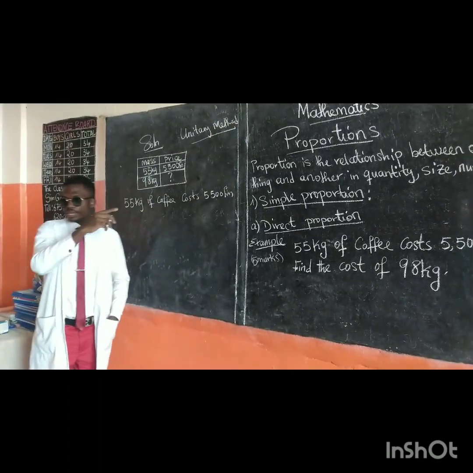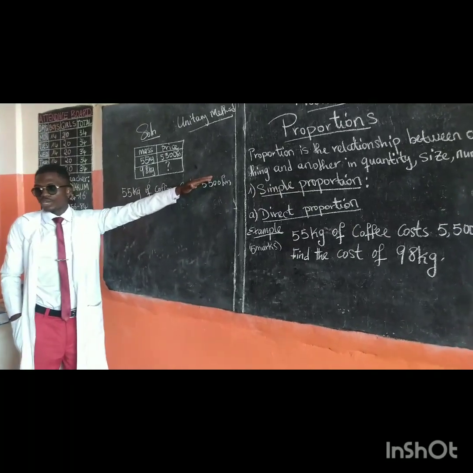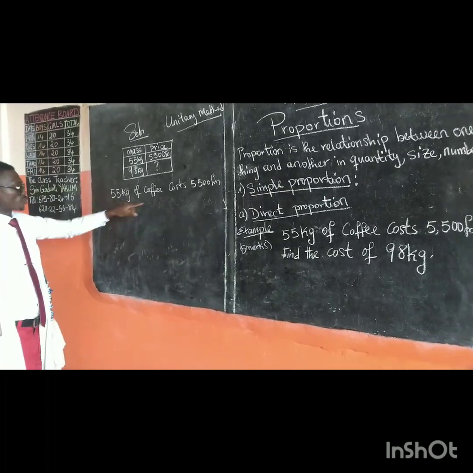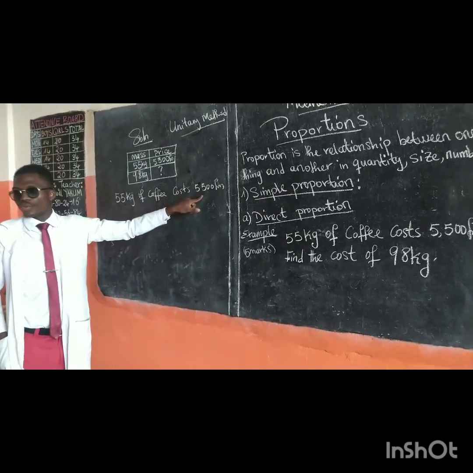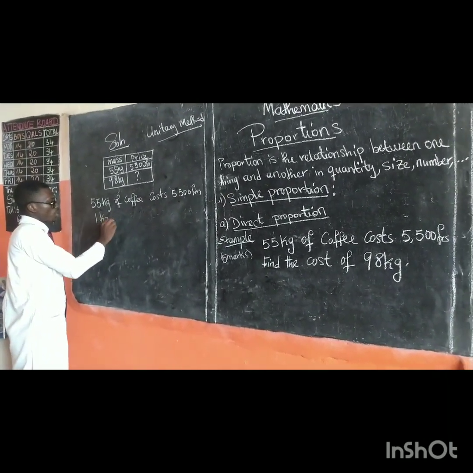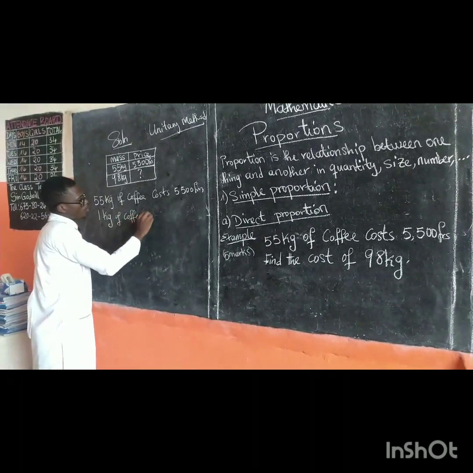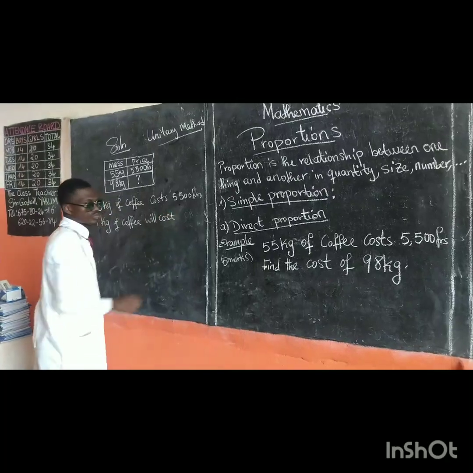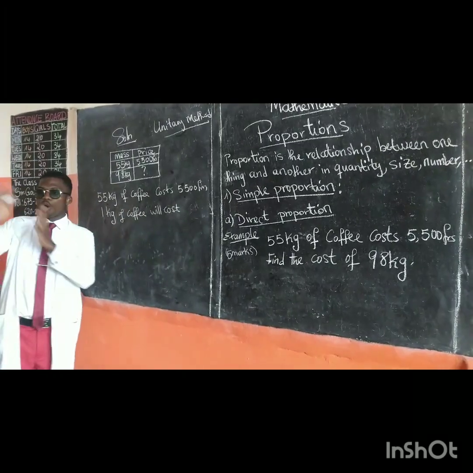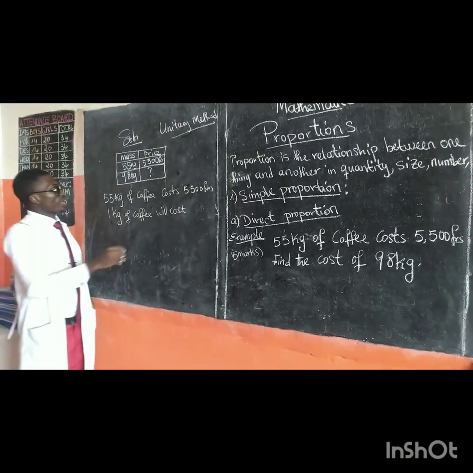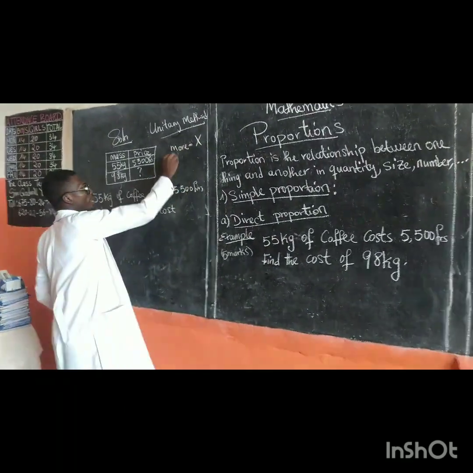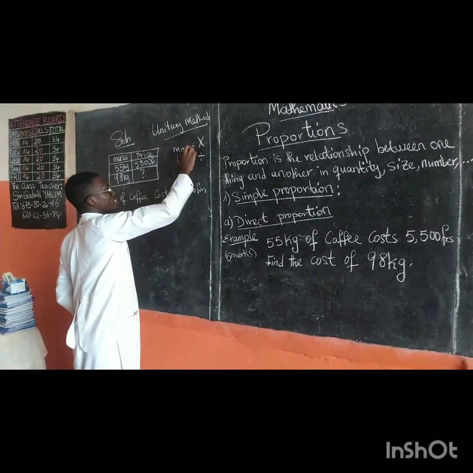Means there's another method again. This is the most recognized method of solving simple proportion: the unitary method. Now, if 55 kilograms of coffee costs 5,500 francs, then 1 kilogram of coffee will cost. We are now required to find out whether the price is going to be more or less. When the price is more, we multiply. When the price is less, we divide.